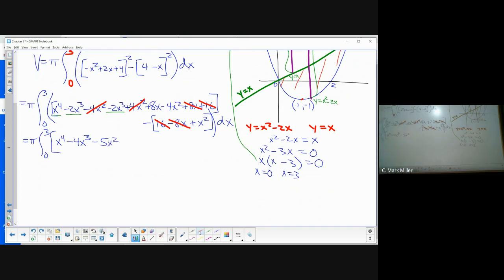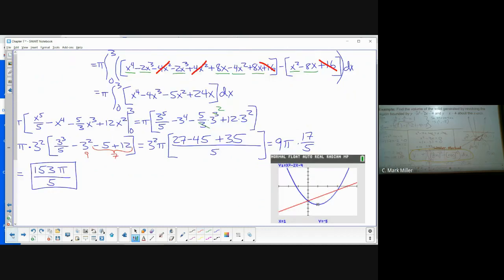Why did you cancel the 8x's? Because you didn't do that in the last problem. Maybe I should have. But the reason why I did is you had a positive there and a negative there. You know why I didn't in the last problem? Because you distribute the negative. Well, I probably did positive 8, minus 8. Let's go back and see what I did. Good question.